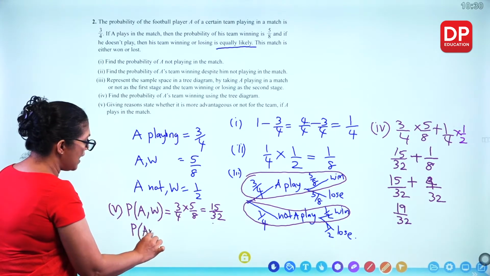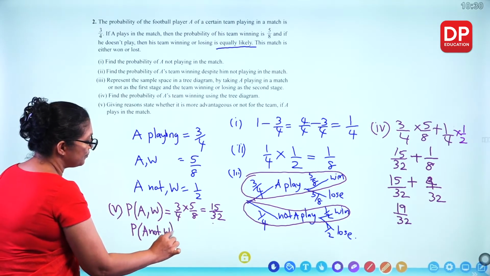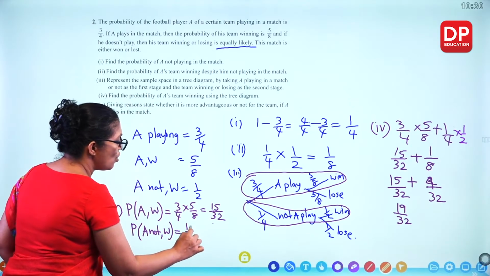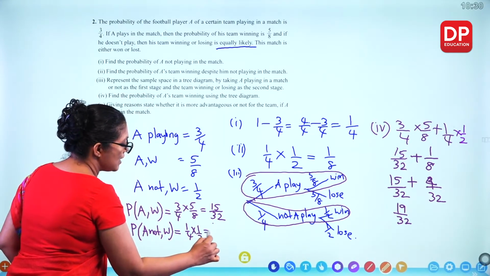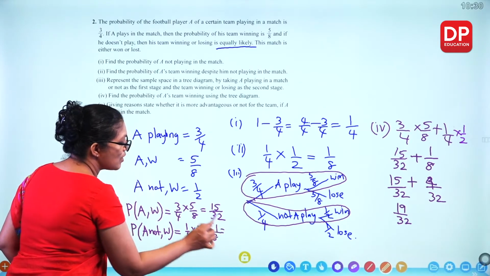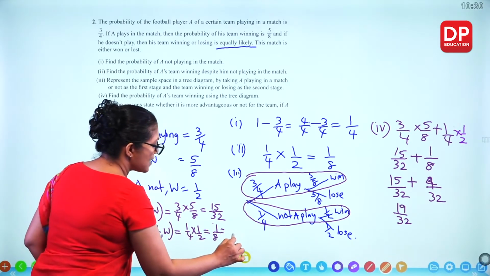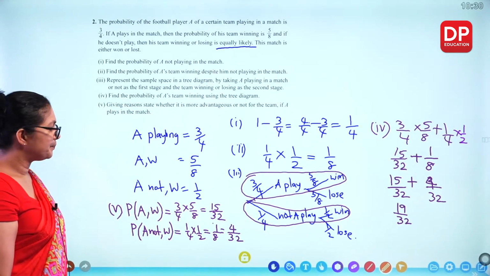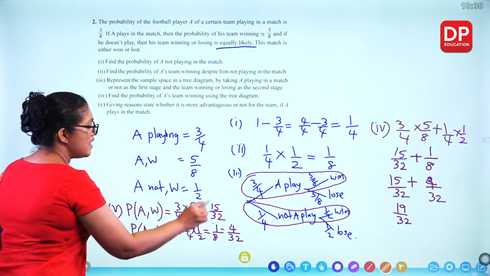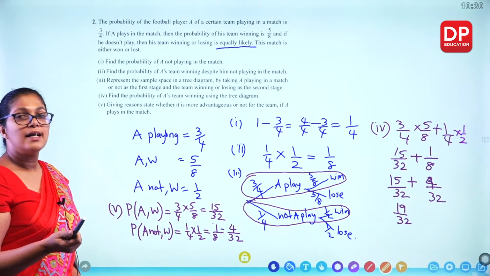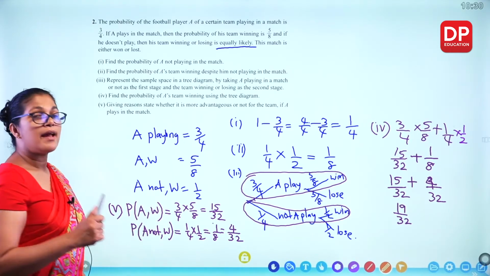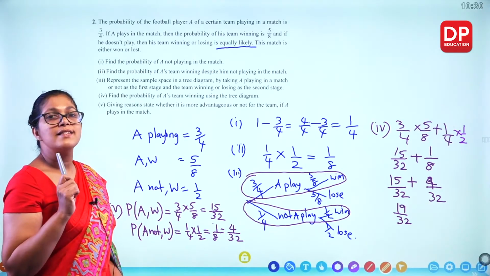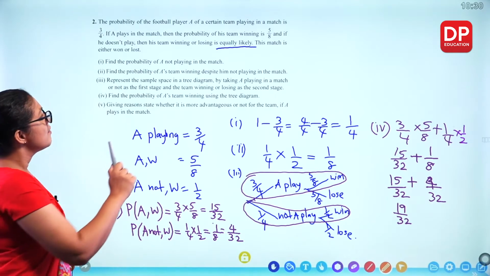A not plays and winning. Not plays and winning is 1/4 into half. So you get 1/8. When you convert to 32, that's 4/32. Which one is bigger? When A plays and winning chance is higher than A not playing and winning. So A is important for this team.